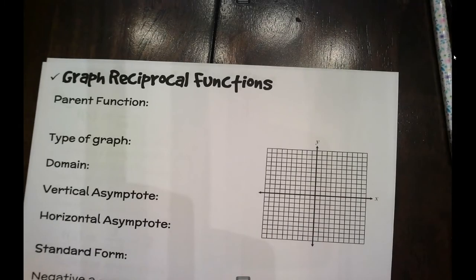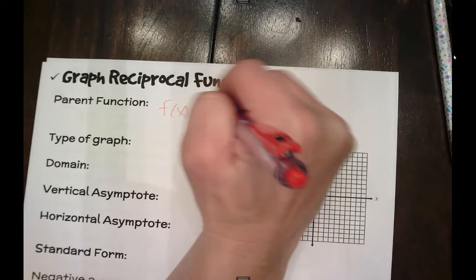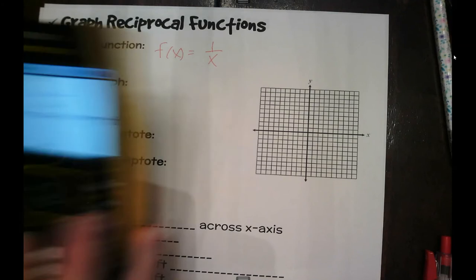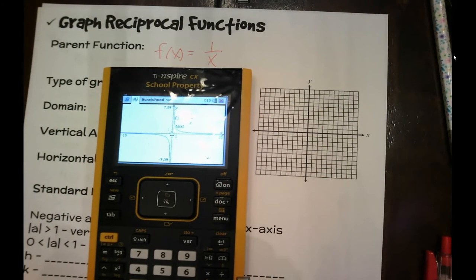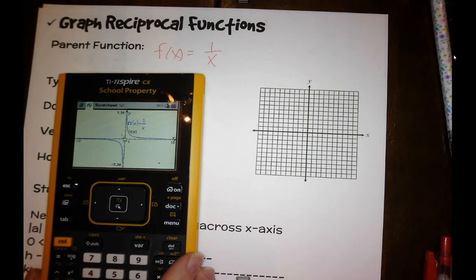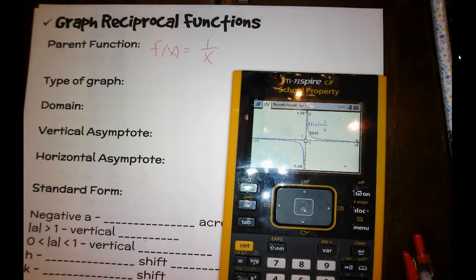So our parent function of our reciprocal function is f of x equals 1 over x. Okay, so this one looks a little bit different. If you have a calculator at school, then you can type this in and you can see what kind of graph it looks like. And if you don't, then you can go to that Desmos.com graphing calculator that we've been using. Now I will try to link to it as well.